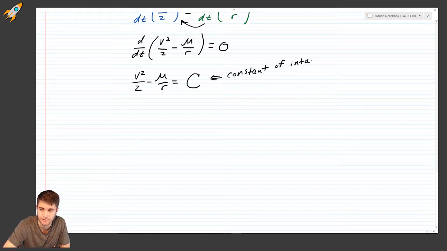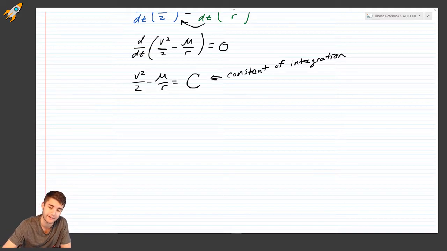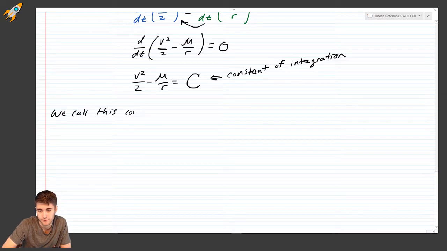So it's a constant. Oh, integration. It's a constant of integration. The constant of integration is constant. And we give this constant a specific symbol, and we use this constant relatively often in orbital mechanics. And we call this constant script E, which is specific energy.